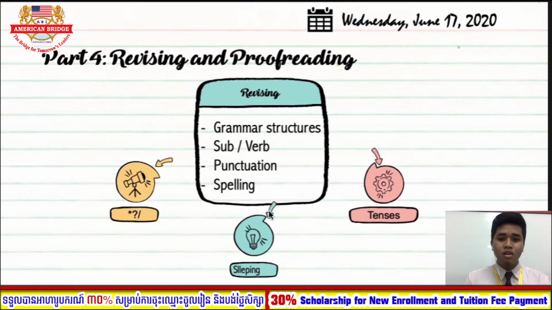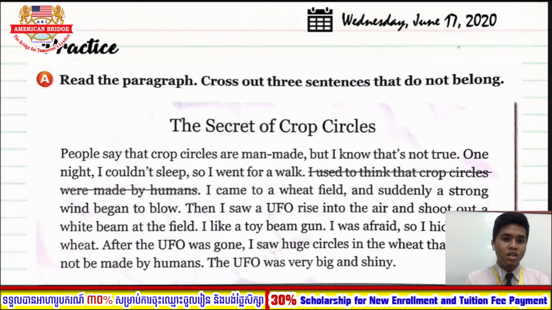Okay, so now everyone, I hope you have the book with you. We start our lesson here, which is the review practice. As you know, the writing structure that you are learning here is the narrative form. Here is a sample reading passage. What you need to do is to read the paragraph and cross out three sentences that do not belong here.